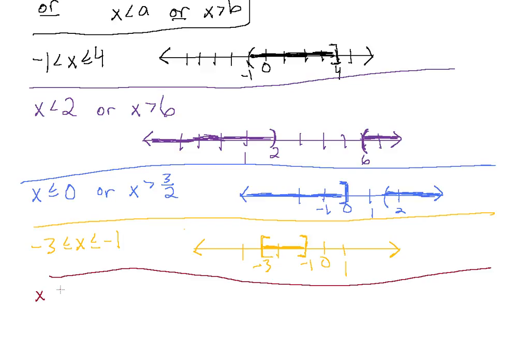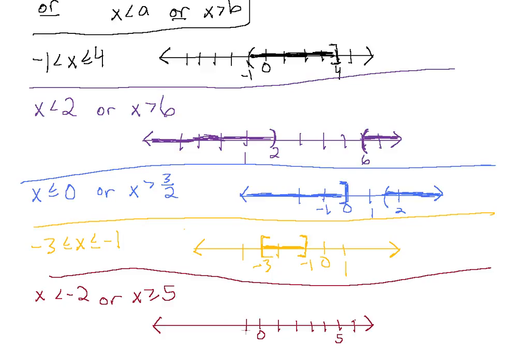We have x is less than -2, or x is greater than or equal to 5. Let's go ahead and graph this compound inequality. This goes out to negative infinity. This goes out to positive infinity. Let's put 0 in the middle.